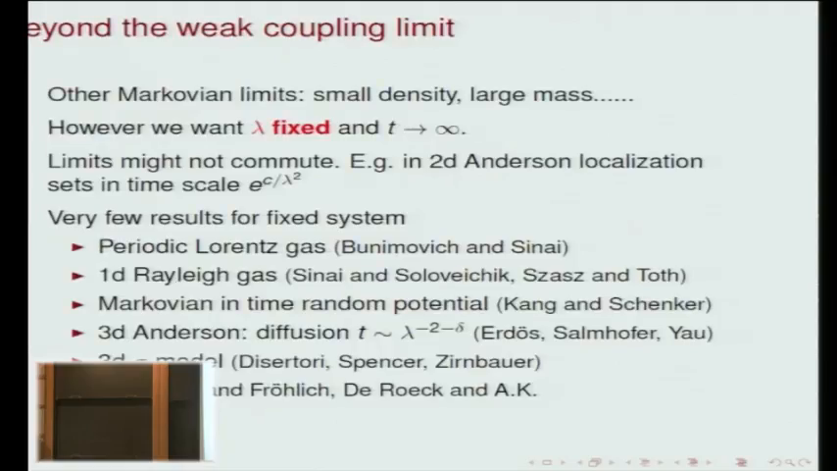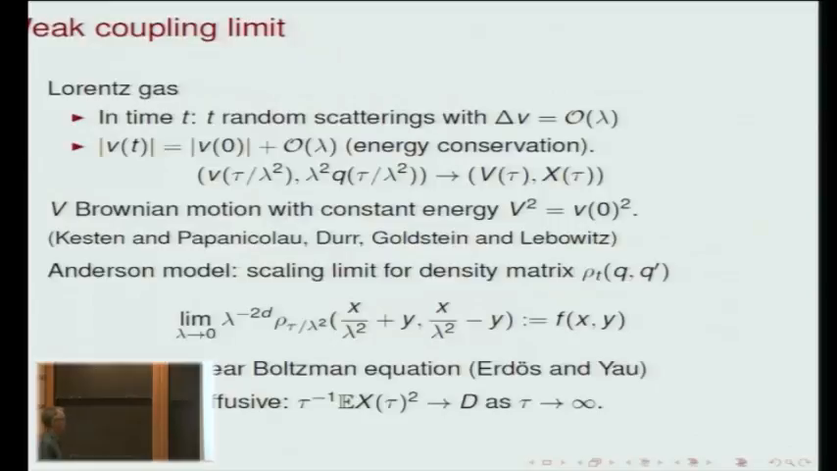Okay, so of course in all these models there are other Markovian limits. For the gases, for instance, you can look at small density, large mass, etc., with similar statements. But what we would really want to do is not this, namely take the interaction to 0 and look at timescales longer and longer. This, of course, amounts to proving diffusive behavior up to certain times, namely times longer and longer the smaller the coupling constant is.